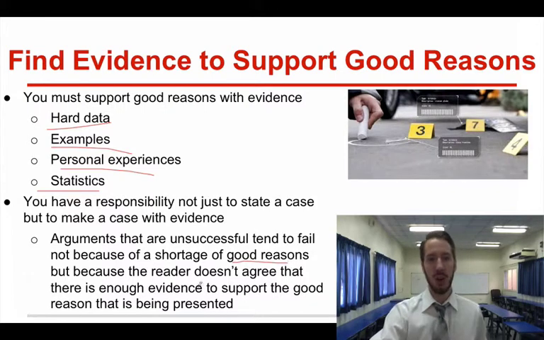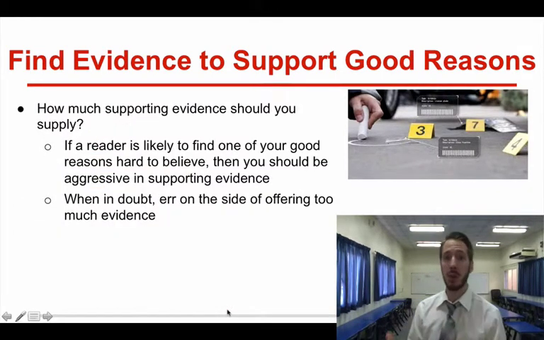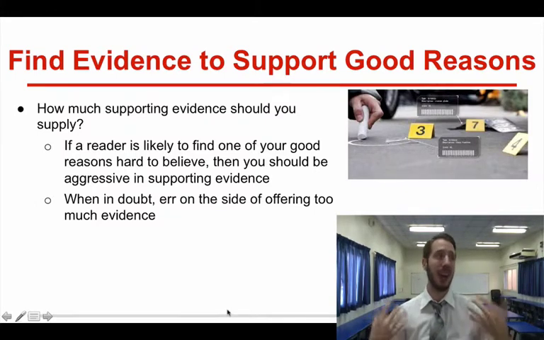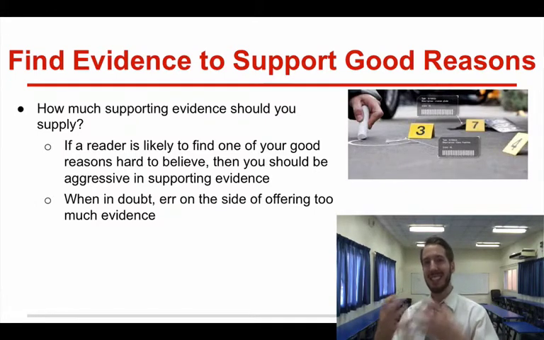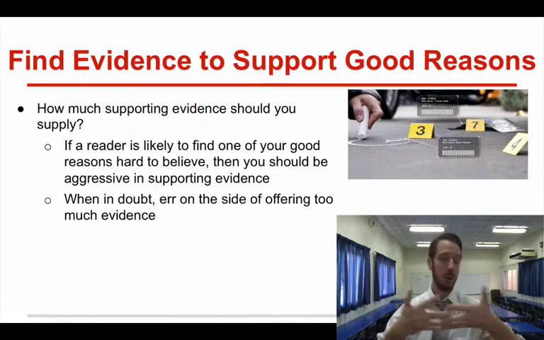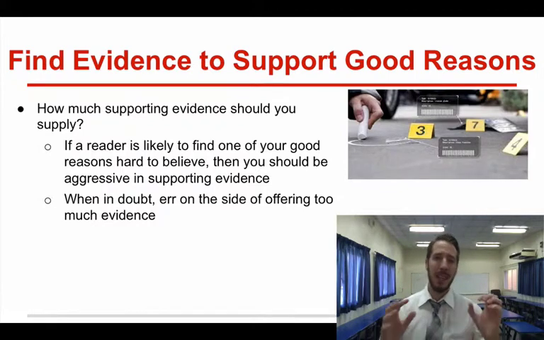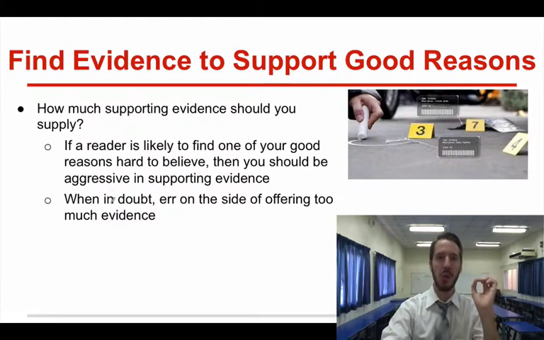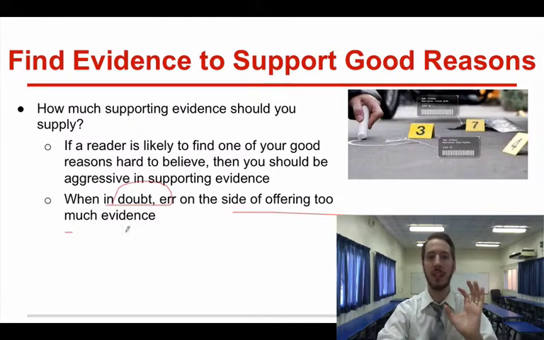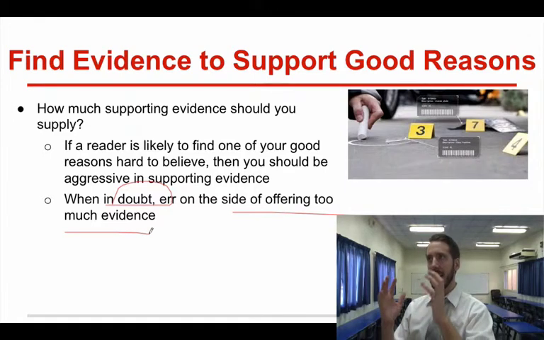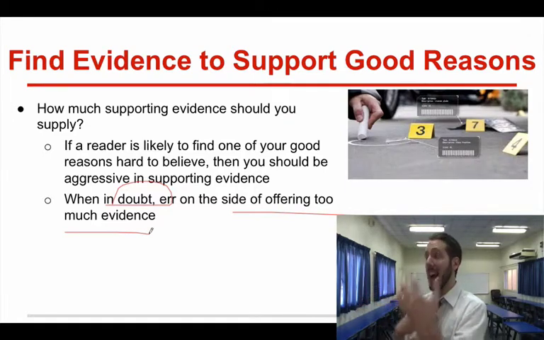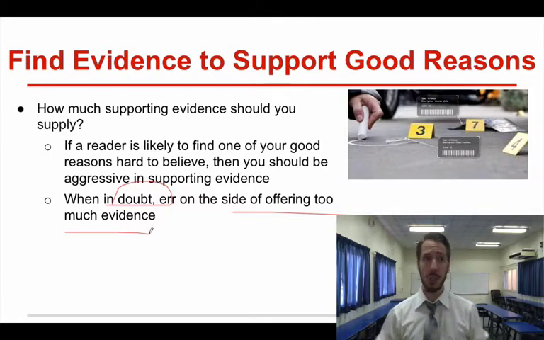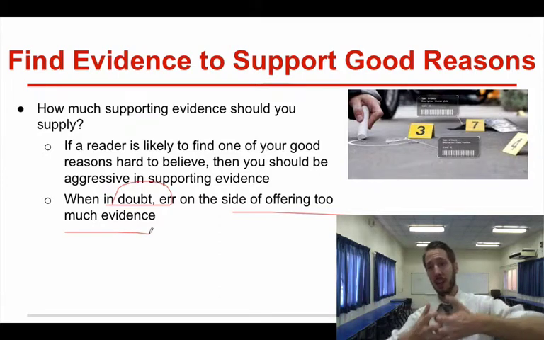So make sure there's always enough evidence to support the good reasons. Now, as you're going through, you also have to think about how much evidence you really need for this argument. Here's the general rule: when you don't know, just err on the side of giving too much evidence. There's nothing wrong with giving too much evidence as long as you are still making your own conclusions and putting it together in a way that's your own.